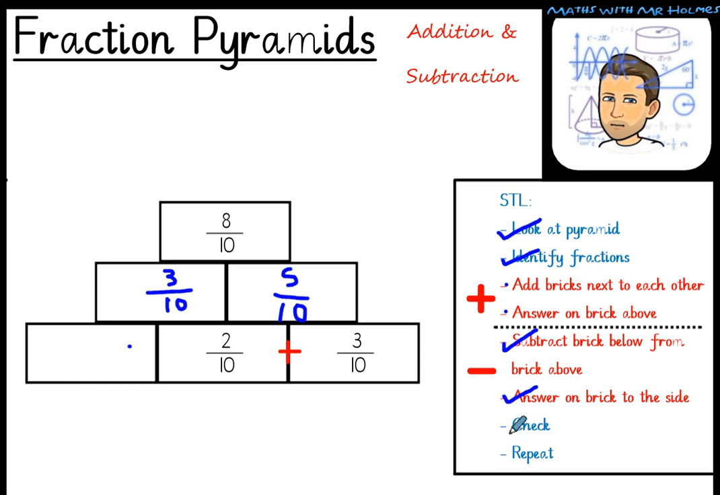And then I check. I think I'm going to use the inverse. I'm going to use addition. 2 bricks next to each other. 3/10 add 5/10, and that equals 8/10. Yes. Happy with that? And then we repeat. We have 1 final brick left.